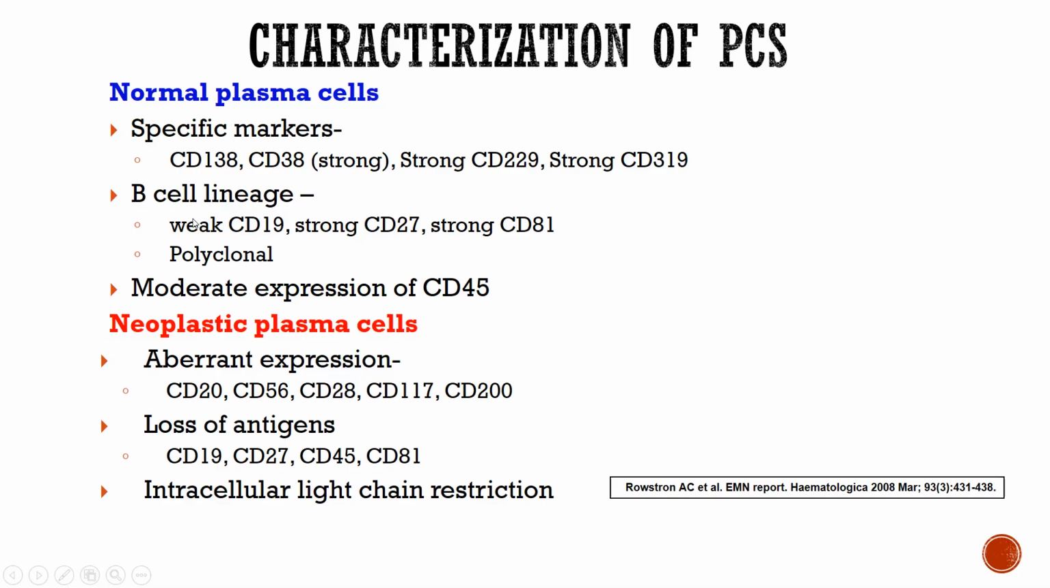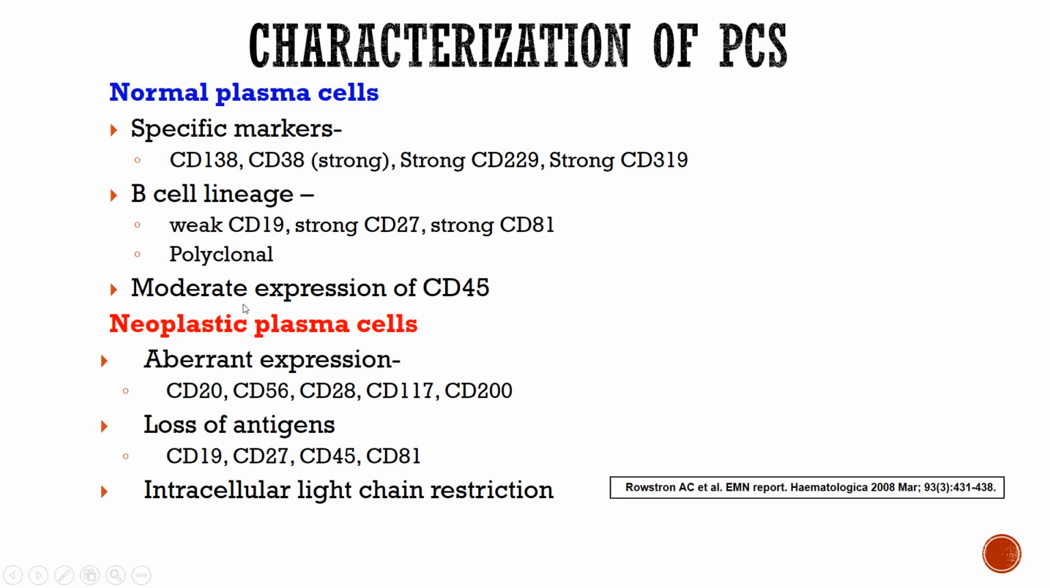Then we have markers which are expressed in plasma cells like CD19, CD27, and CD81. CD19 usually shows moderate to weak expression in plasma cells. Plasma cells are normally strongly positive for CD27, and they also show strong expression of CD81. They are polyclonal in nature, and they show moderate expression of CD45. So we have to know that the normal plasma cell shows moderate expression of CD45.